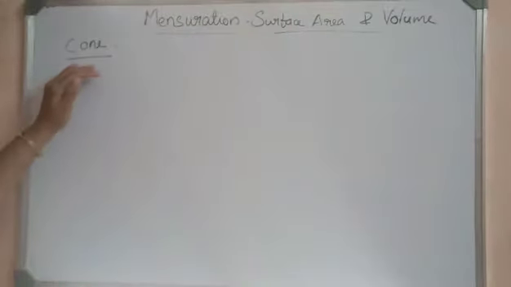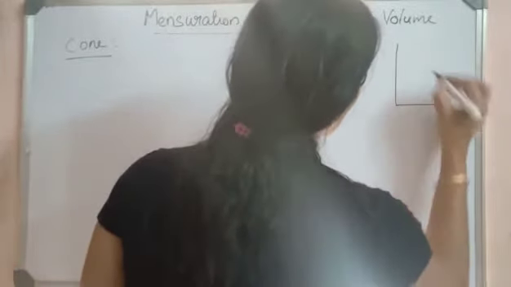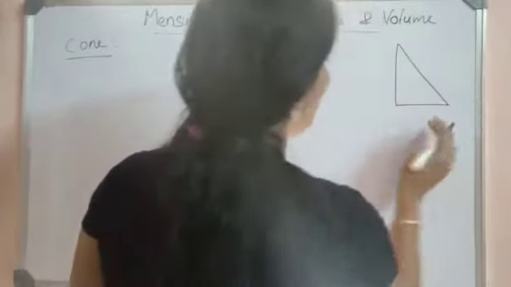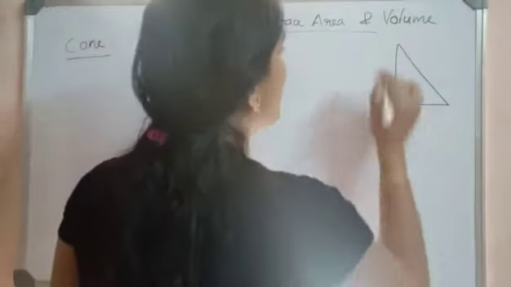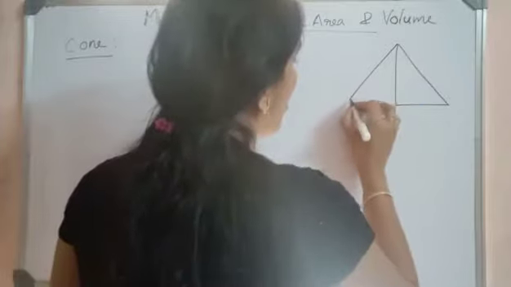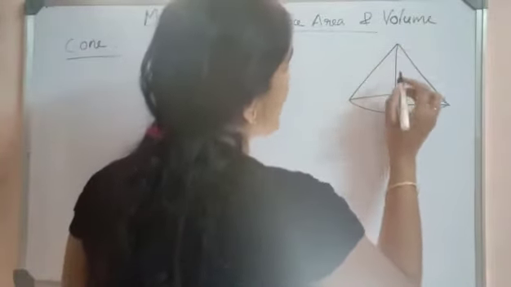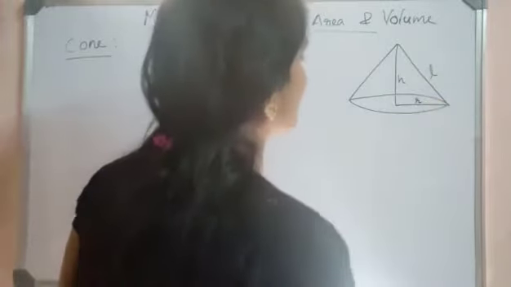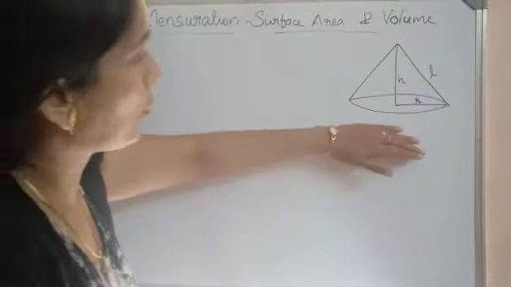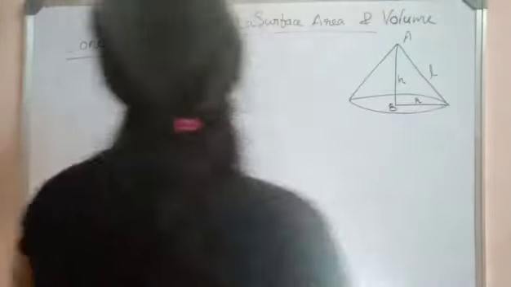Now let's study about a cone. A cone is a solid obtained by revolving a right angle triangle on any one of its axes. When we rotate this on one axis, the solid what we obtain is called a cone. This is a cone. If you compare this with the right angle triangle, this is the height and this is the slant height, and here it is a radius. So the solid we obtain is called the right circular cone.